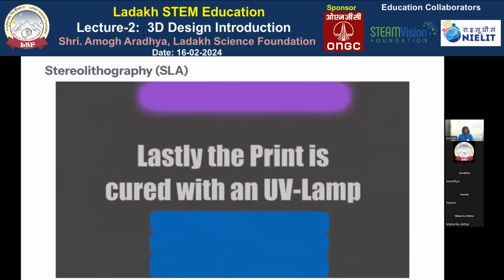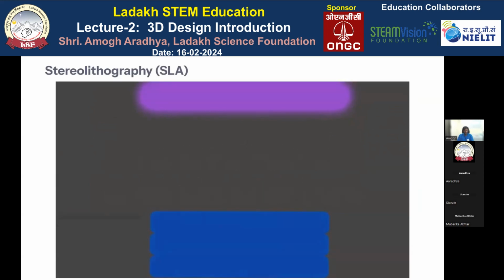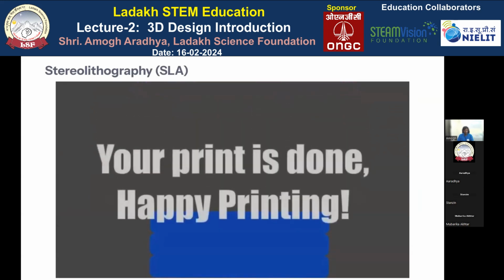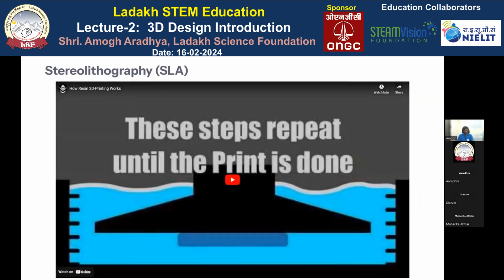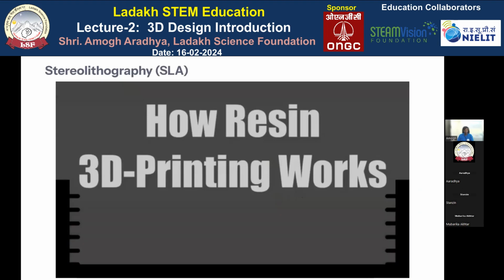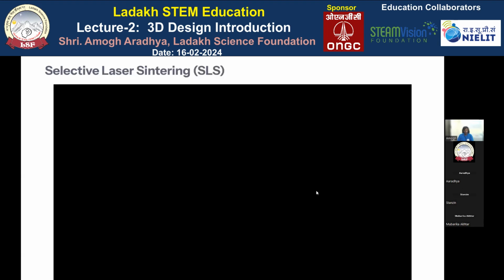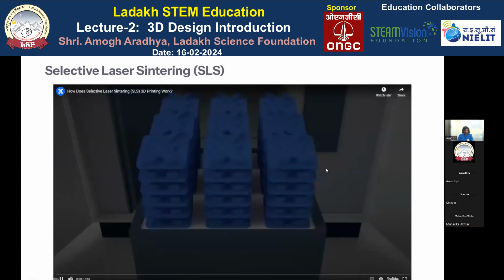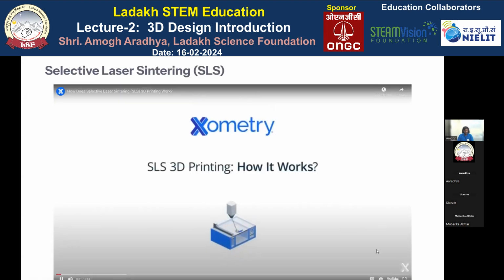Now, it depends on the dimensions of the part. It can take anywhere from 10 minutes to 20-30 hours. So next, we'll talk about SLS printing. SLS printing is mostly used for printing metals.